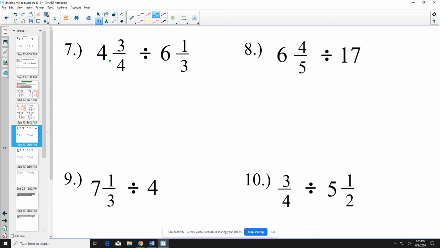See if you did 4 times 4, 16 plus 3. See if you got a 19/4. 6 times 3 is 18, plus 1 is 19. See if you got 19/3. After you make them improper, your next step is to keep, change, flip. Go ahead and do that on your paper. Keep, change, flip, and then start looking for cancellation.